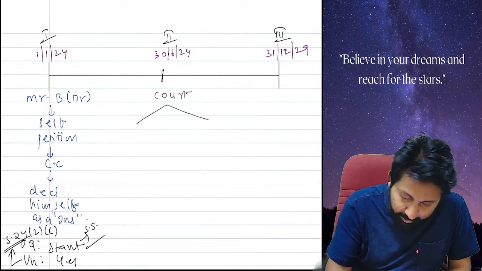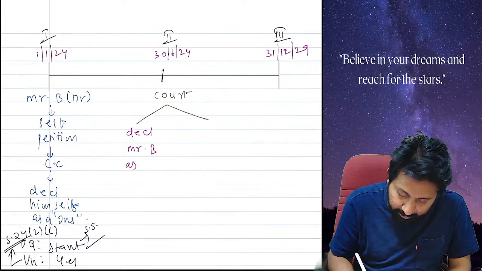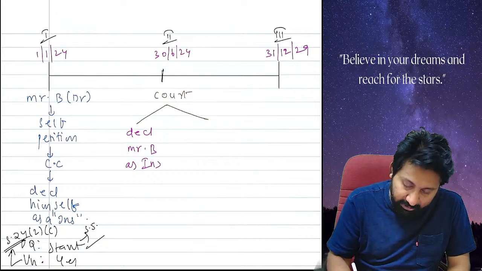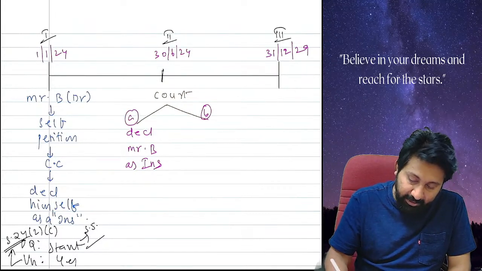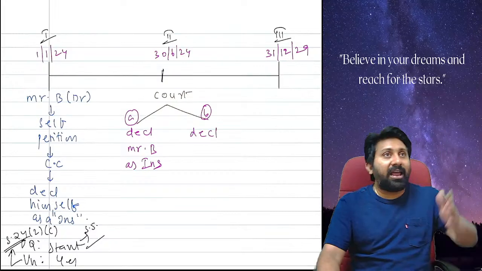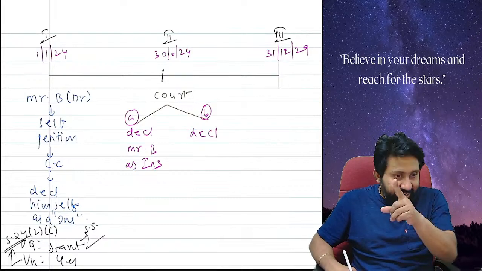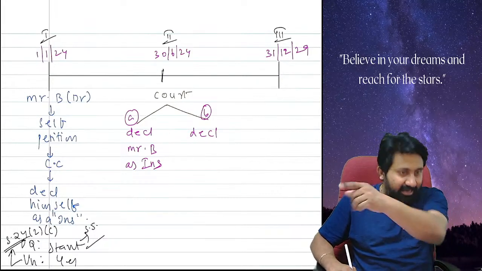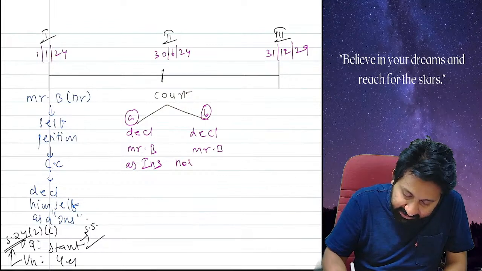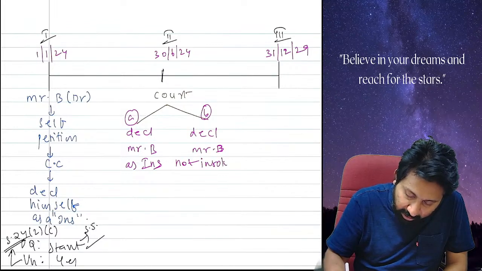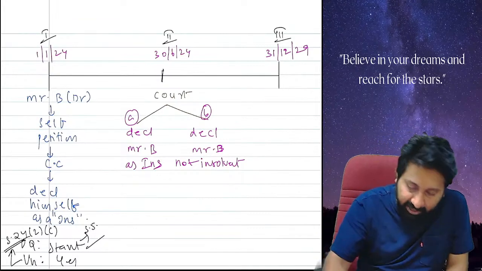Situation A: the court declared Mr. B as insolvent. Situation B: the court declared that it is a fake application. This debtor wanted to escape from the creditors with the intention to cheat the creditors. He's telling that I am insolvent, don't touch my assets. The court declared that Mr. B is not insolvent. Two situations can come.